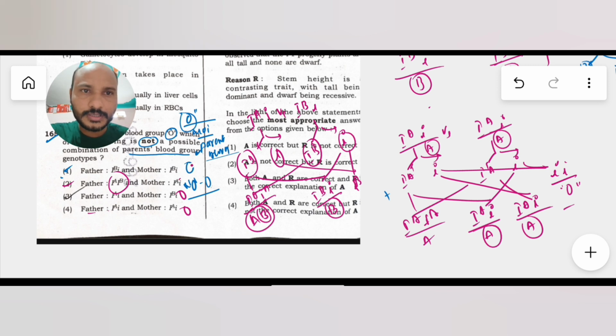At first combination O blood group is there, and third O blood group, and fourth combination O blood group. But in the question we have to find out which is the not possible O blood group person. So which is not possible to be O blood group means the right answer is second.